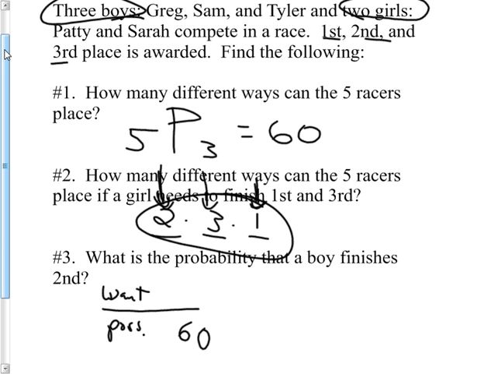A boy finishes second. Let's just go through all the spots. There's 3 slots, right? How many choices do I have for the first slot? Couldn't any boy or girl be in that first slot? Yes. There's 5 choices. But a boy has to finish second. How many choices for that? There's 3 boys. So there's 3 choices. And then the last one could be anybody, again, right? It could be a boy or a girl, but I've already used up 2 of my spots.